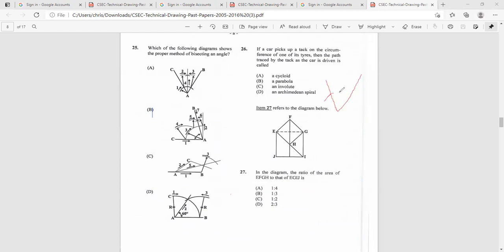We first draw an arc, random length, random radius. Then we place our compass at this point, square my next arc. Place here, square next arc. At the point where both arcs meet is their bisector. And this best represents that, A.